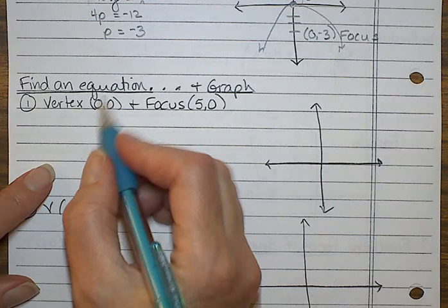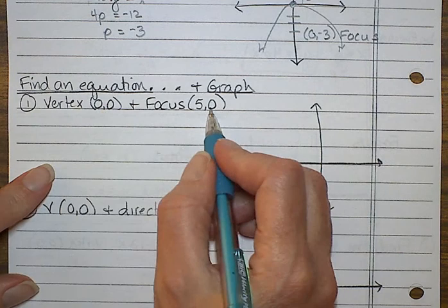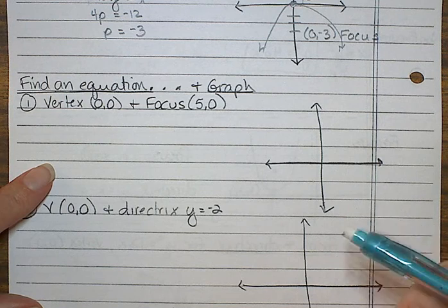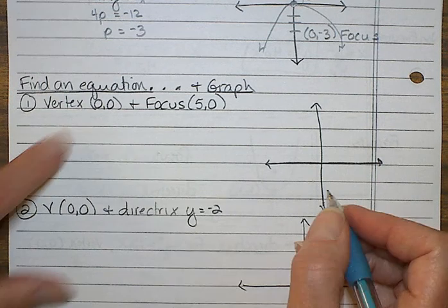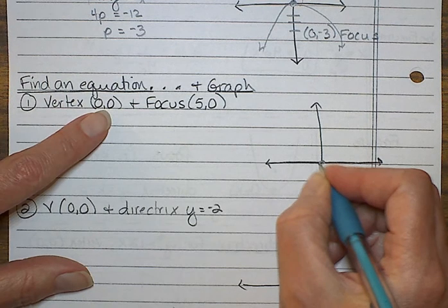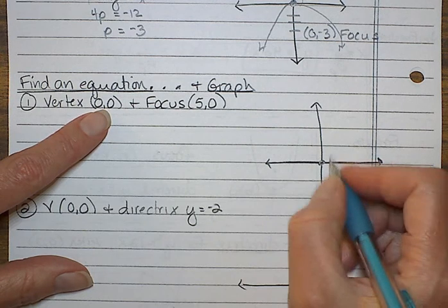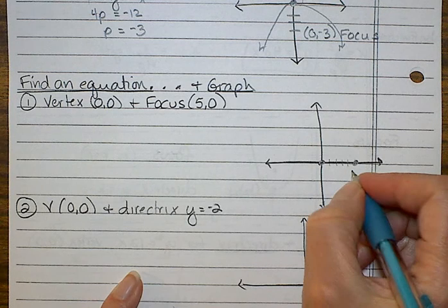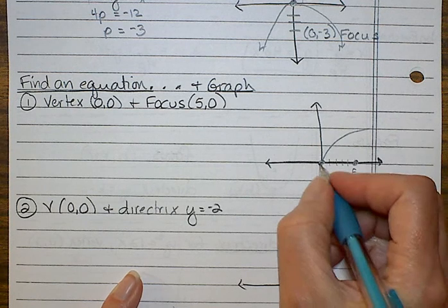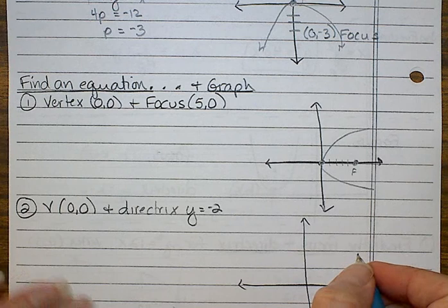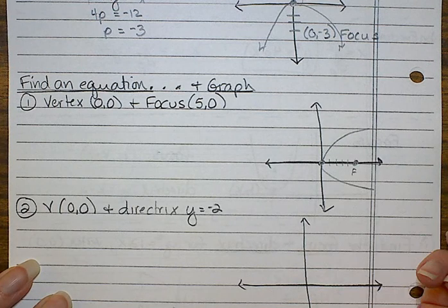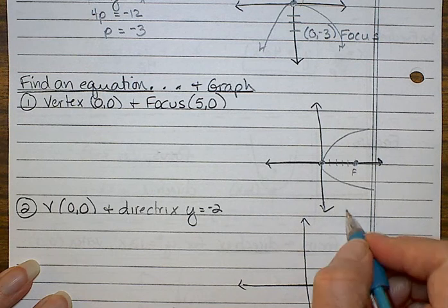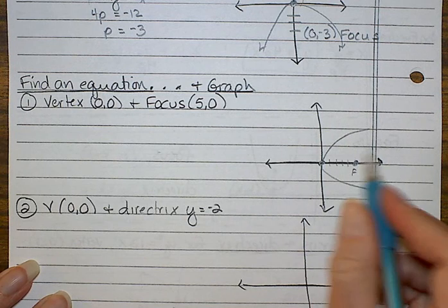Okay, lastly, given the information of the vertex and the focus, find the equation and graph it. Okay, well, let's start by seeing how far we can get with a graph. Go ahead and plot 0, 0. And if you have a focus of 5, 0, 1, 2, 3, 4, 5, that tells you a lot about your parabola. That means your parabola is going to be opening up to the right. Then you ask yourself, do I need an x squared equation or a y squared equation? We should pretty easily be able to identify this as a y squared type equation.